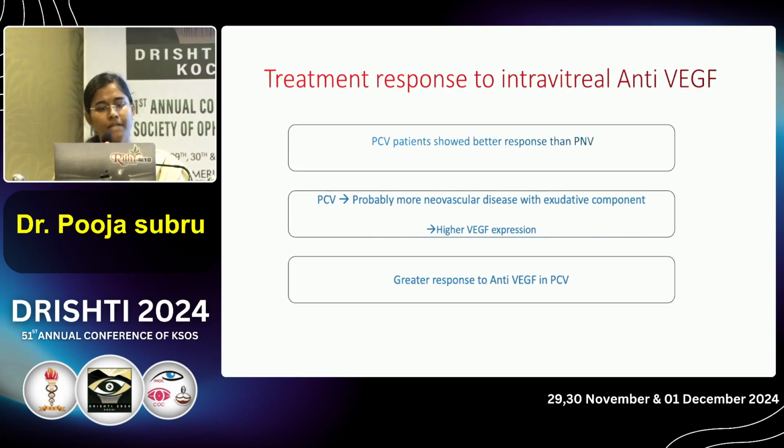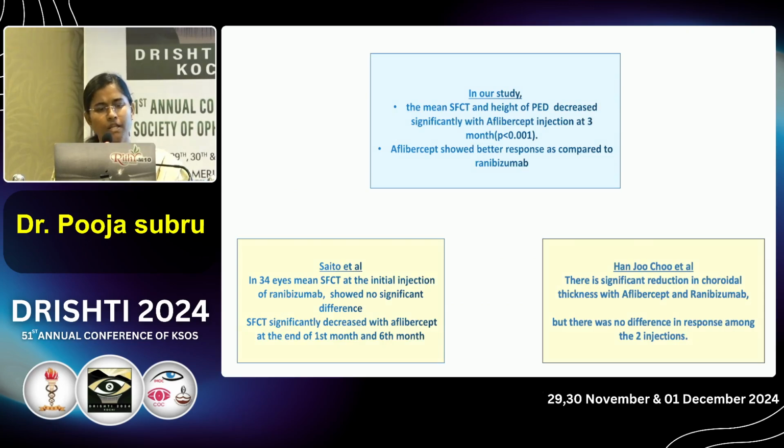That is probably because the PCV group is more neovascular disease with exudative component and with high level of vascular endothelial growth factor expression. Therefore, they may respond more to anti-VEGF. In our study, the mean subfoveal choroidal thickness as well as the PED reduced significantly with aflibercept, whereas ranibizumab showed significant reduction in the subfoveal choroidal thickness only. So, aflibercept is a better agent in bringing about polyp regression.